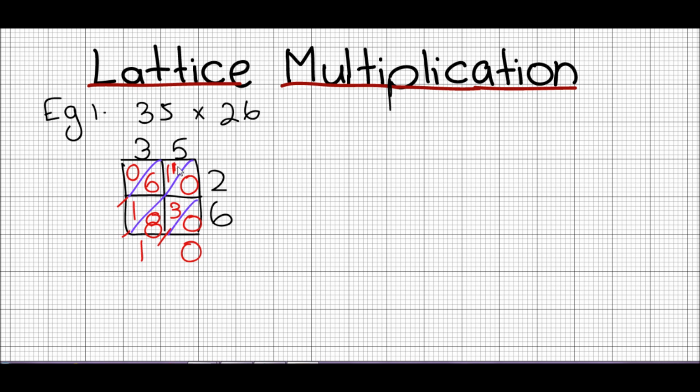Now adding this diagonal gives us 1 plus 6, 7, plus 1, 8, plus 1, 9. And we just have 0 in this diagonal, which we place here. So here's your answer right here. And when we write that out, we get 910.